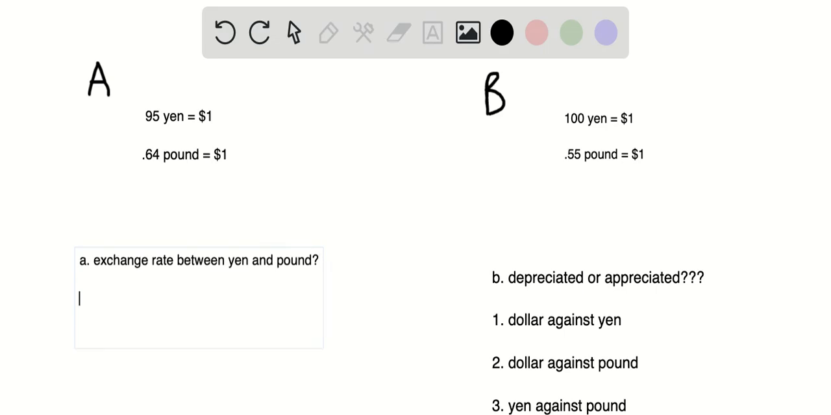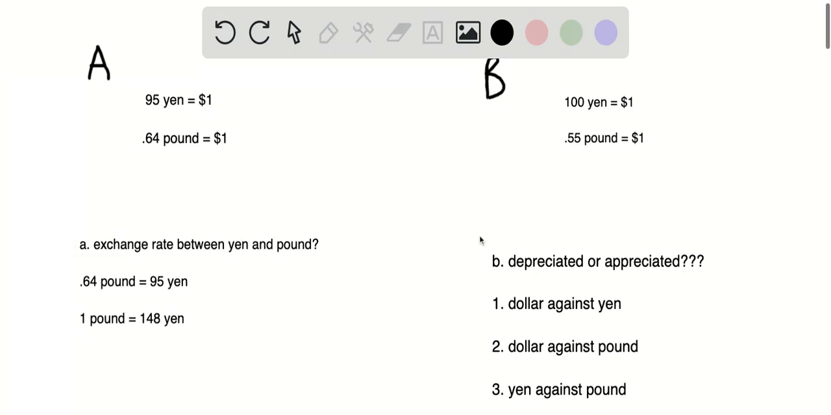All right, so how we do this is, since we know that each of the yen and the pound are both standardized to $1, we know that if 95 yen equals a dollar and 0.64 pounds equal a dollar, then, let's write this the other way around, 0.64 pound is going to be equal to 95 yen. Right, and then if we divide both sides by 0.64, we'll get how much 1 pound is equal in yen, right? So 1 pound is equal to approximately 148 yen if we round. Right, so that's the exchange rate.